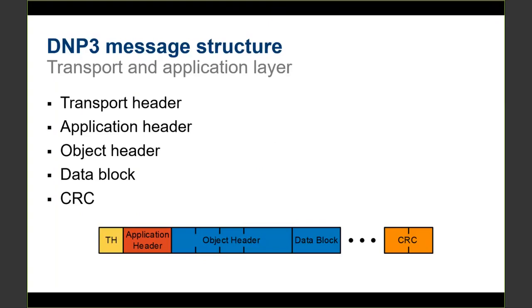For the next layer, the application header, the DNP protocol defines a different format for request and response messages. For a response, when the relay responds to a message, the DNP protocol adds 2 additional bytes for internal indication status. I will show some examples of these internal indication statuses later.